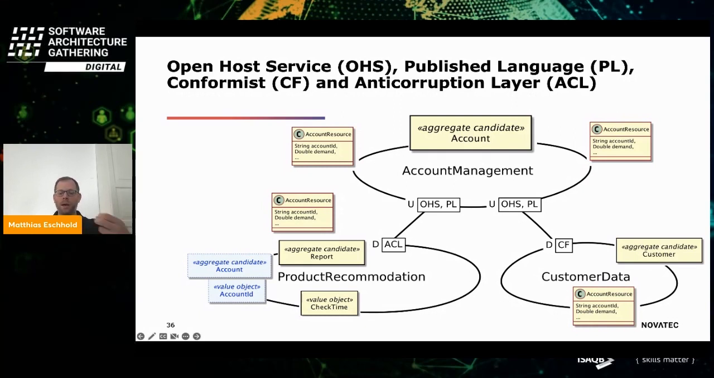And on the other side, we have a conformist pattern where we accept the model and we decide to propagate this model into our context. This means a higher coupling than the anti-corruption layer, but I think a lower coupling than, for example, a shared kernel. This means the conformist can be a good ratio between effort and benefit.